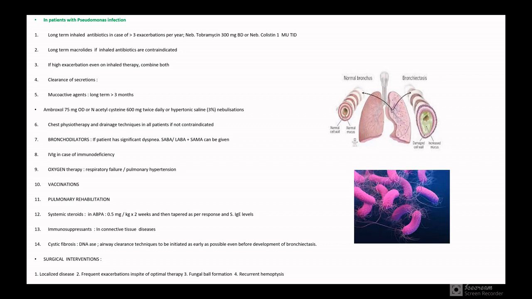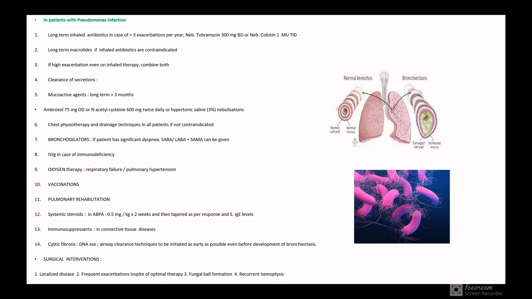The main motive should be clearance of the secretions. Mucolytic agents are given for long-term use, for 3 months: ambroxol 75 mg OD or N-acetylcysteine 600 mg twice daily, or hypertonic saline 3% nebulization. Chest physiotherapy is important and drainage techniques are done if not contraindicated. Bronchodilators are given if the patient has significant dyspnea. SABA or LABA plus SAMA can be given. SABA is short-acting beta agonist and LABA is long-acting beta agonist.